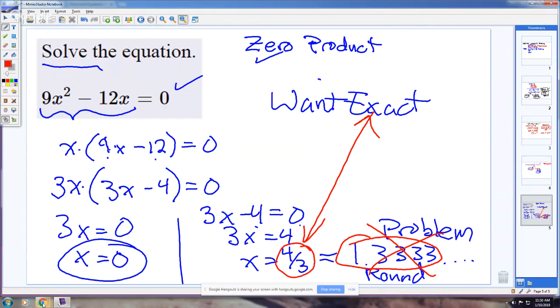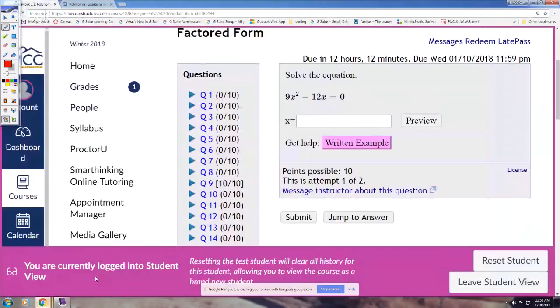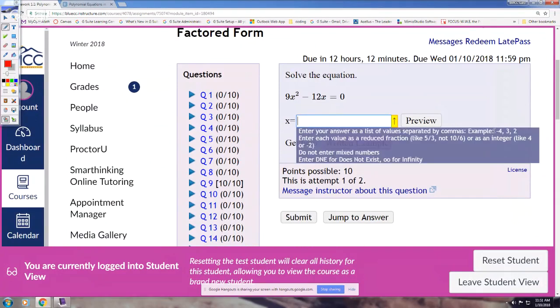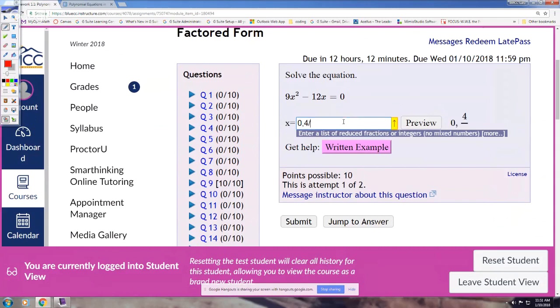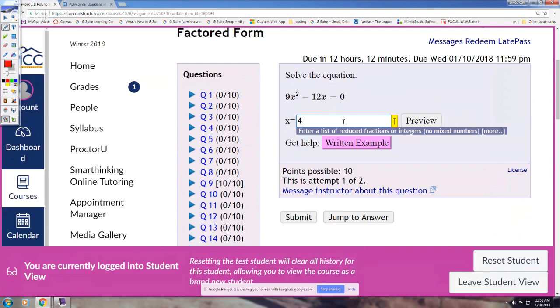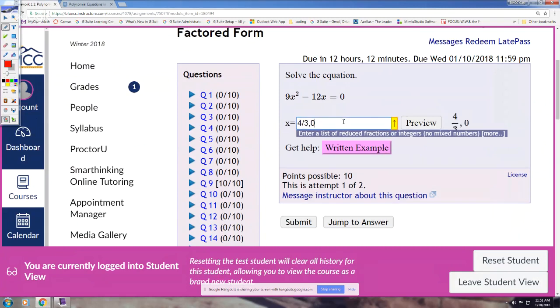So let's look back at the question and see what it says. So solve the equation, no prompt yet, but if I click here, it says enter a list of reduced fractions or integers, no mixed numbers. Click more to see what else it says. It just says fractions or mixed numbers. It does not say enter decimals, so I better not do that. So as far as my answers here, I can enter 0 as one of them, comma, and then 4/3 was the other. Usually the order of the answers doesn't matter. So I should be able to type 4/3, comma, 0, and then submit and see what happens.